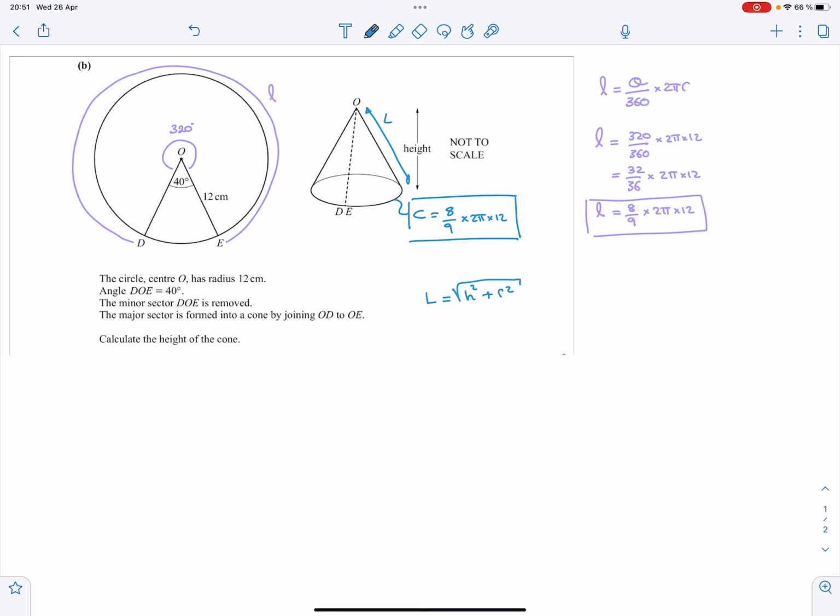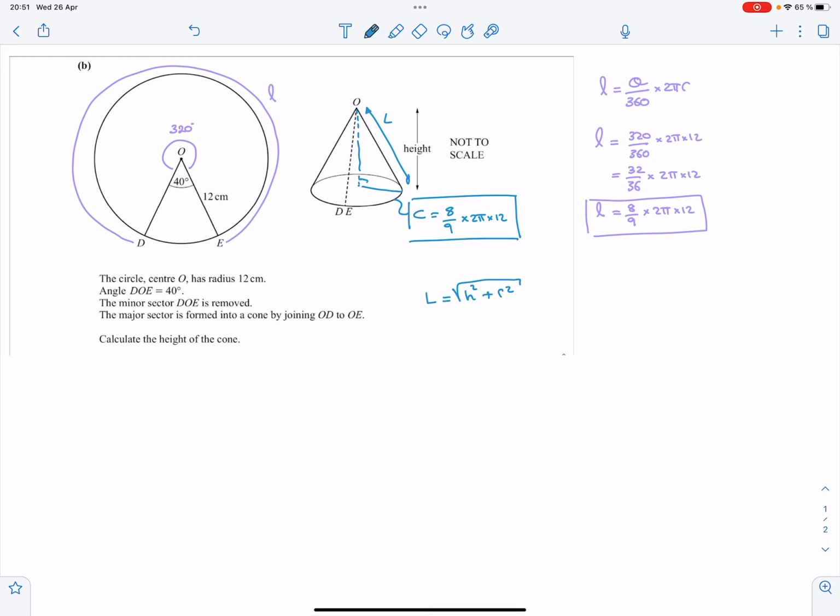If you're unsure of that, just remember that if I were to project the summit of the cone down to the center of the disk, then the slant height, this length here, is nothing more than the hypotenuse of the right angled triangle that I'm hovering over right now.